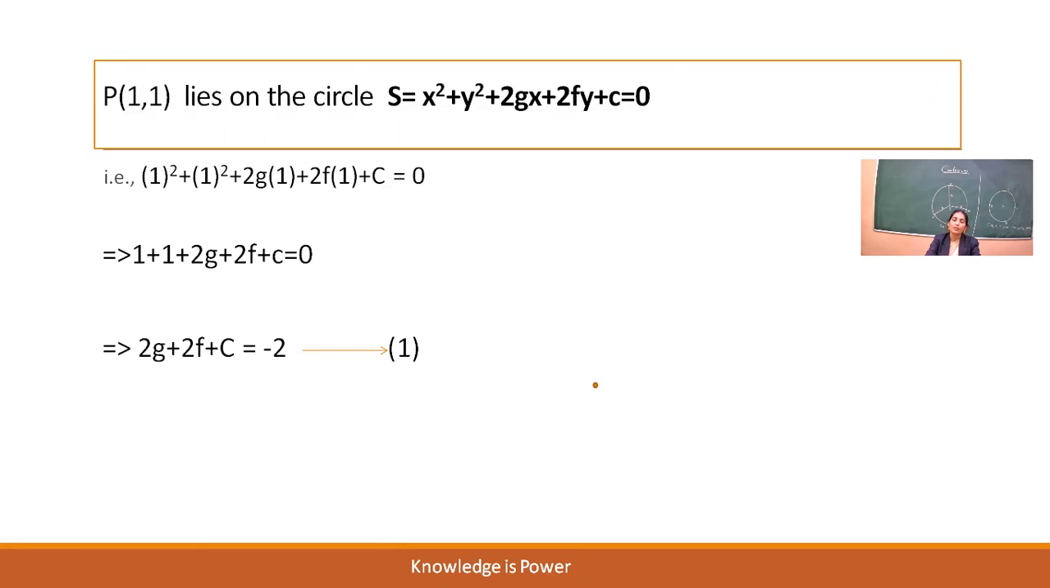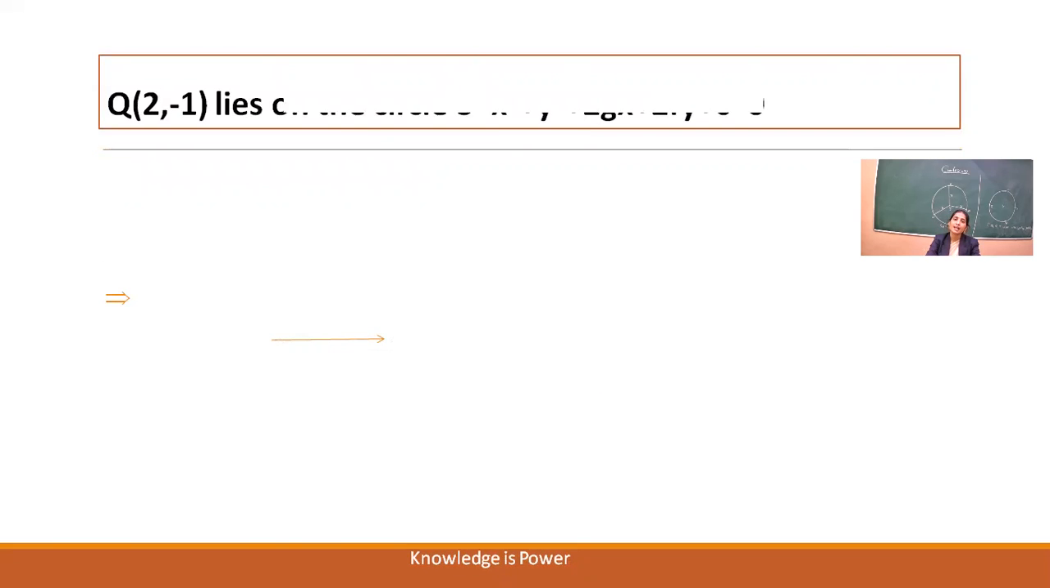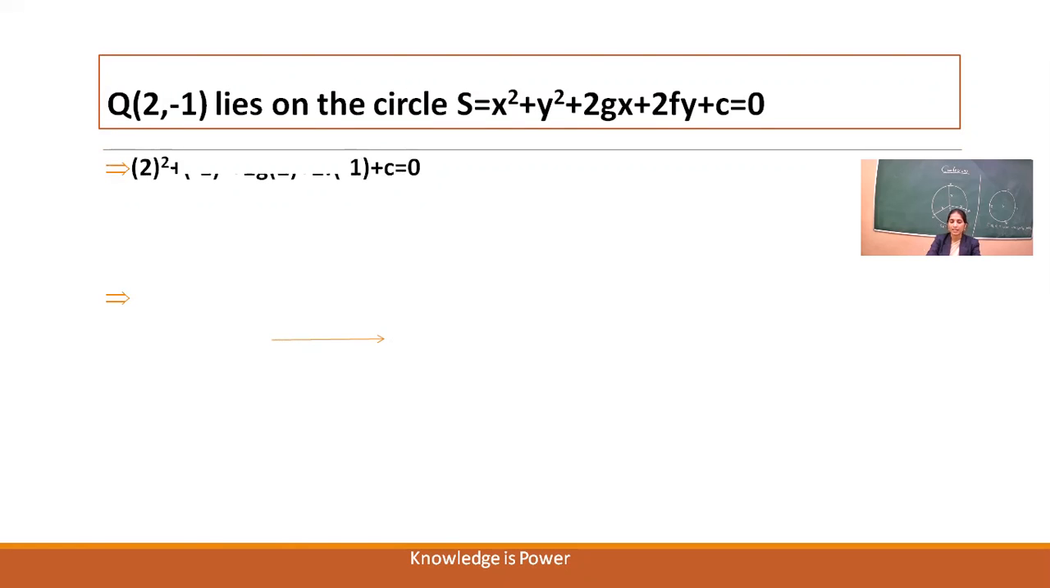Observing equation 1, what we will know is, substituting the point in the equation of the circle, we get an equation involving g, f, c. So corresponding to P, we got an equation in terms of g, f, c. So when we substitute Q also, we will get the same kind of equation. So (2, minus 1) is substituted in the equation of the circle and then simplified, and that number is taken onto the right hand side. And left hand side is the equation in terms of g, f and c. And corresponding to Q, we got equation 2.